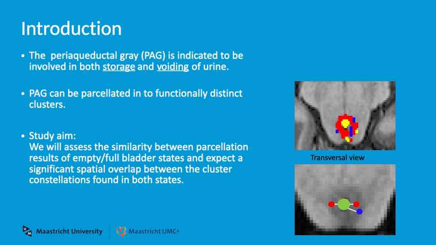In the current study, we will assess the similarity between parcellation results of empty and full bladder states, and we expect a significant spatial overlap between the cluster constellations found in both states.